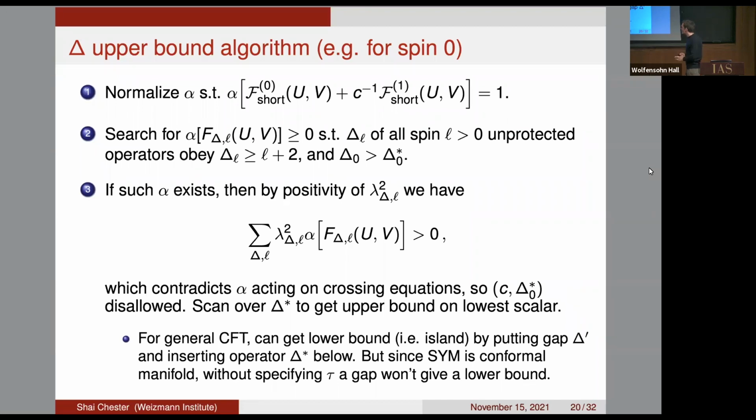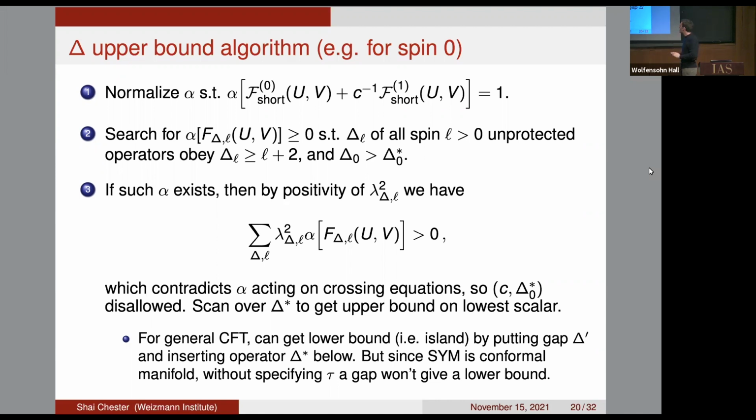So I should comment that for a general conformal field theory, you could also compute a lower bound and thereby get an island, as people famously got for the Ising model, by putting a gap above this lowest dimension scalar operator and then just inserting an operator below that. But since super Yang-Mills is a conformal manifold, if you haven't put in the value of tau, which we have not yet, then your lower bound would just be trivial, because your lower bound would just be the free theory. And so there would be no point of even putting in a gap because you wouldn't really get anything from it. Okay, so this is the scaling dimension algorithm. Any questions about this algorithm?